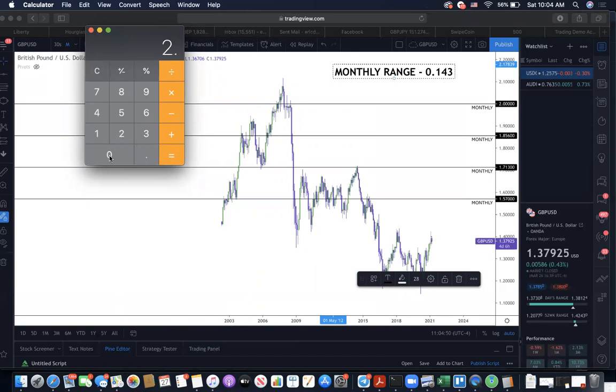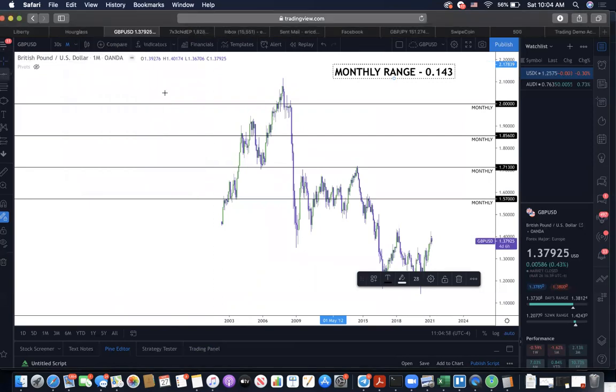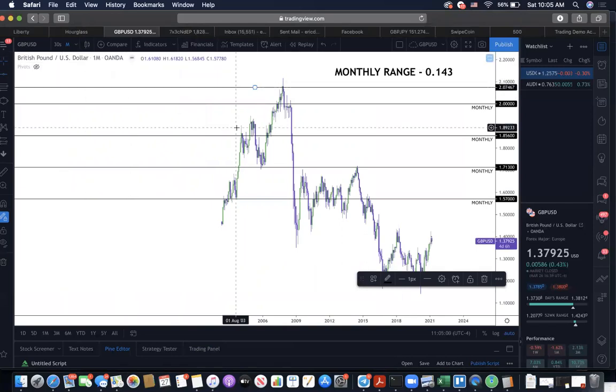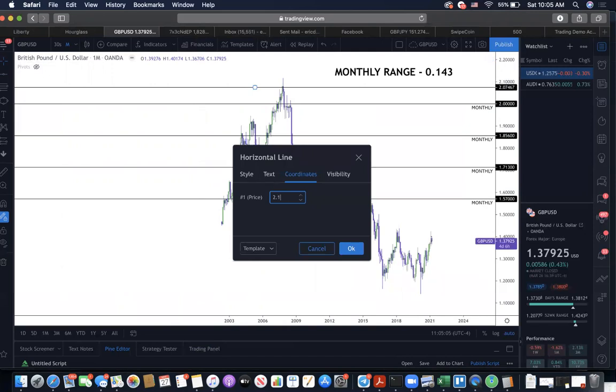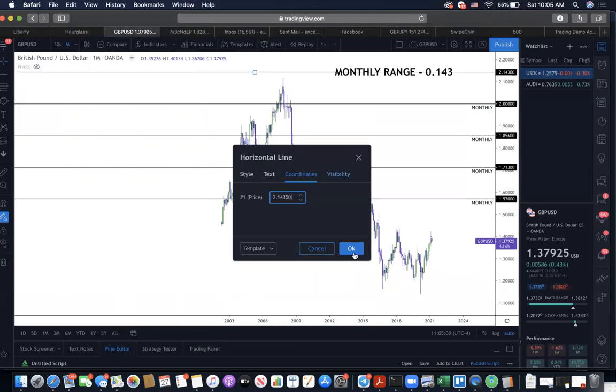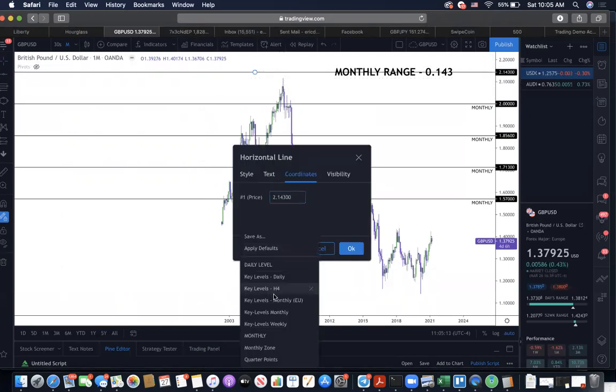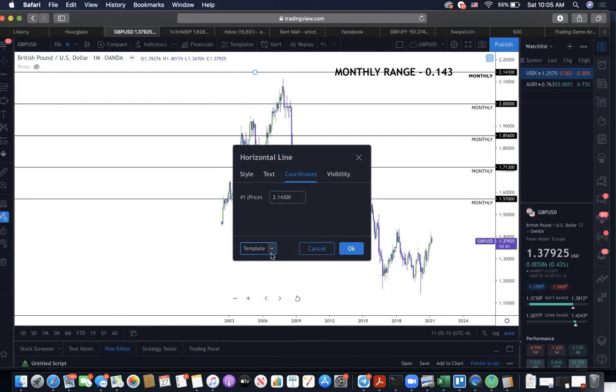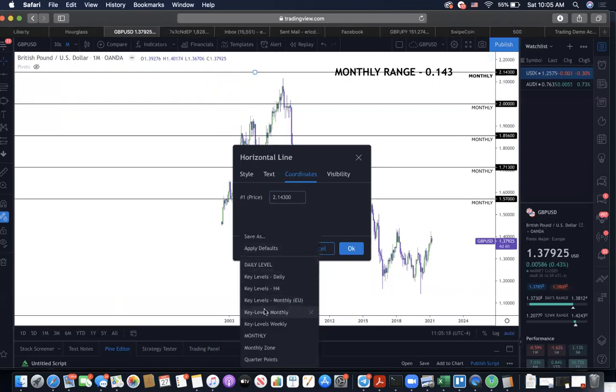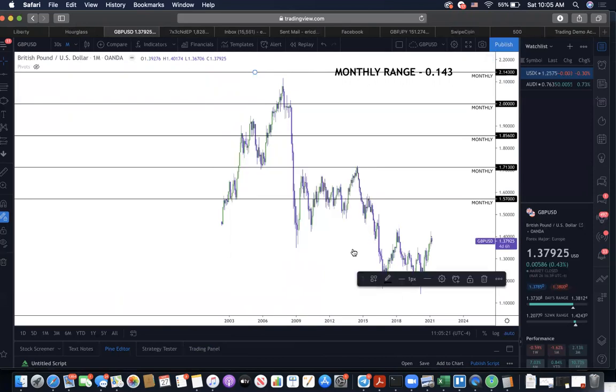I'm trying to get this damn thing. There we go. Plus 0.143 is 2.143. Cool. So that's up here. Price never reached that area before. And you want to make sure that these are locked so they don't move.